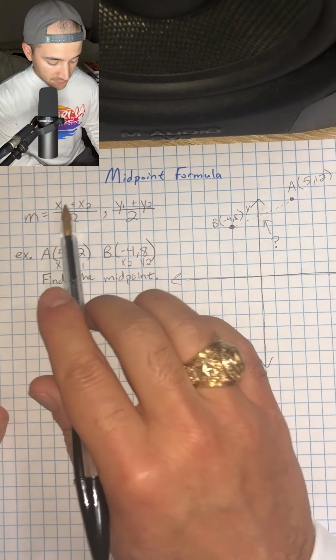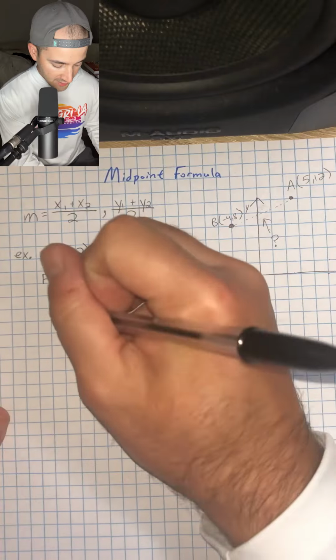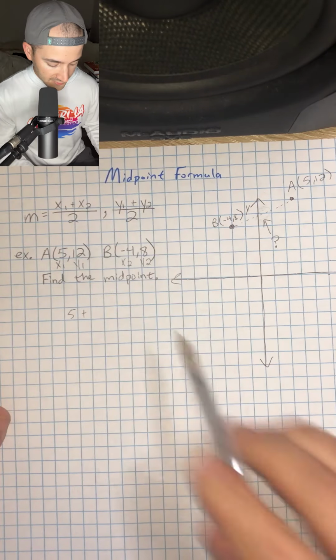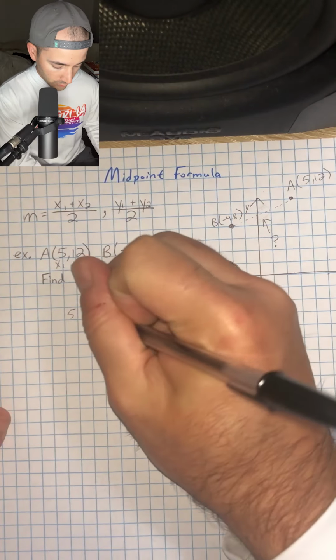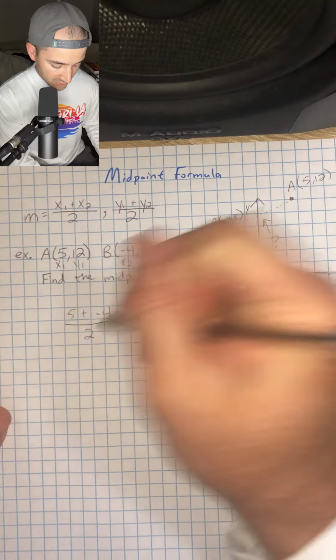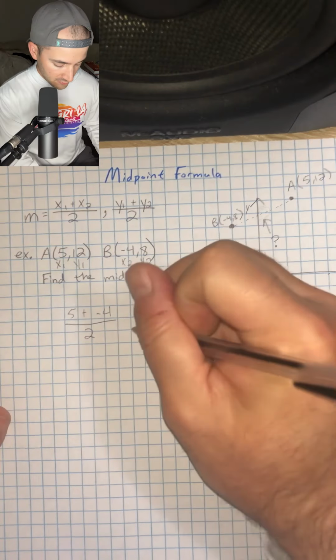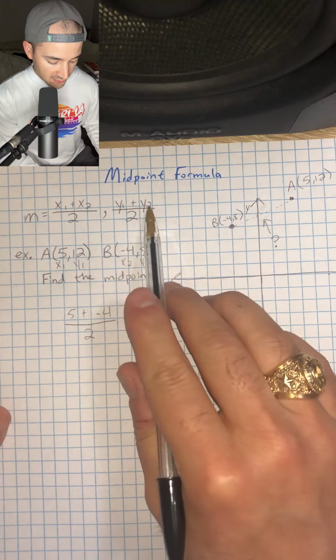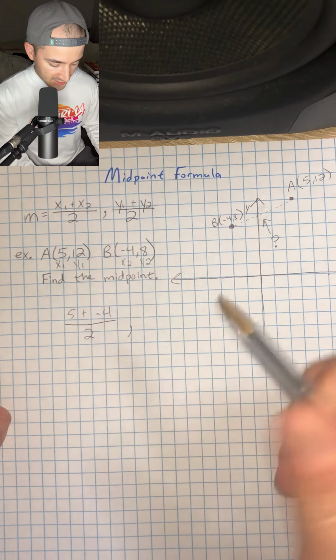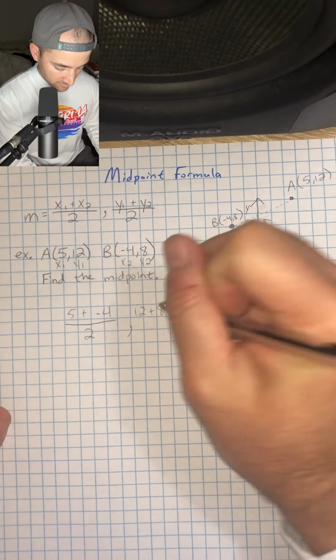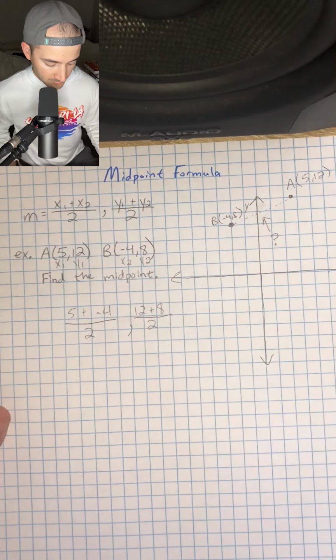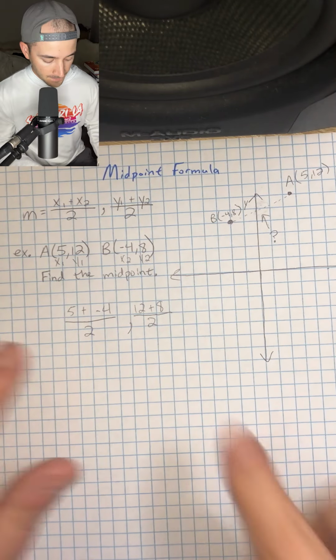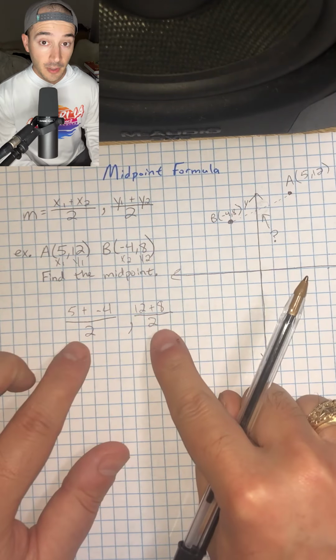So x1 plus x2 is 5 plus negative 4, divided by 2. So that's going to be our x value. We're going to put a comma. And then y1 plus y2 is 12 plus 8, so 12 plus 8 divided by 2. That would be our y value. And now we just have to do the math for both sides.